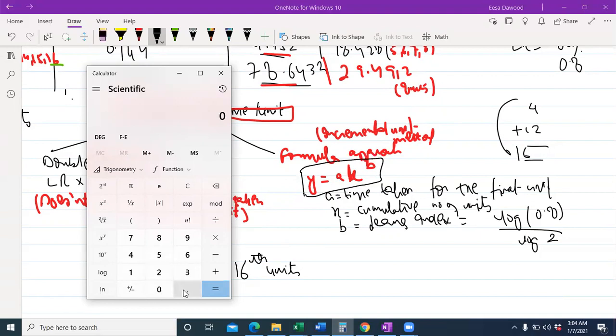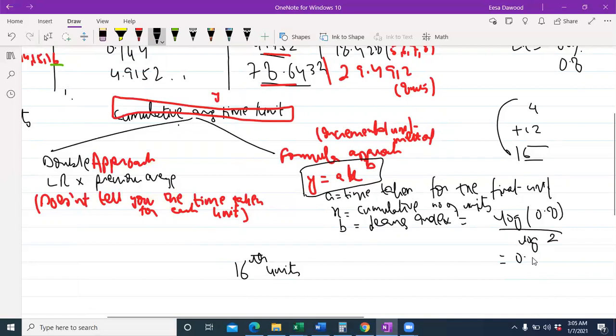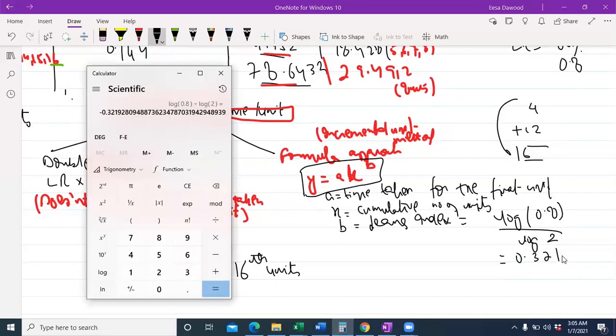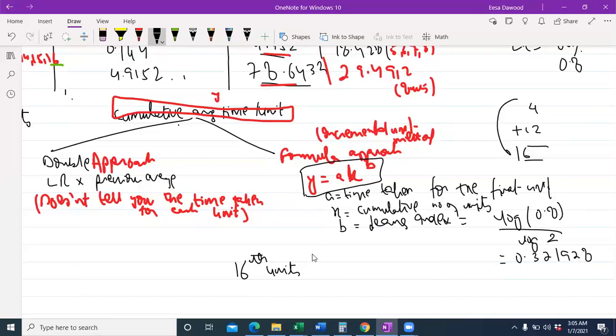So on the calculator, I will take log of 0.8. This is the numerator, divided by log of 2, then equals. So this is what I get here. B is 0.321928. This is B here. Now, if I want to know the time taken for the 16th unit, I couldn't have done it with the doubling approach, but how will I be able to do it with the formula approach?